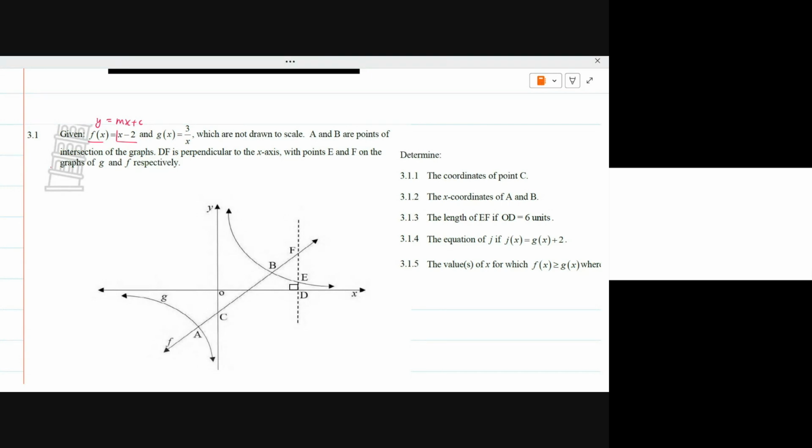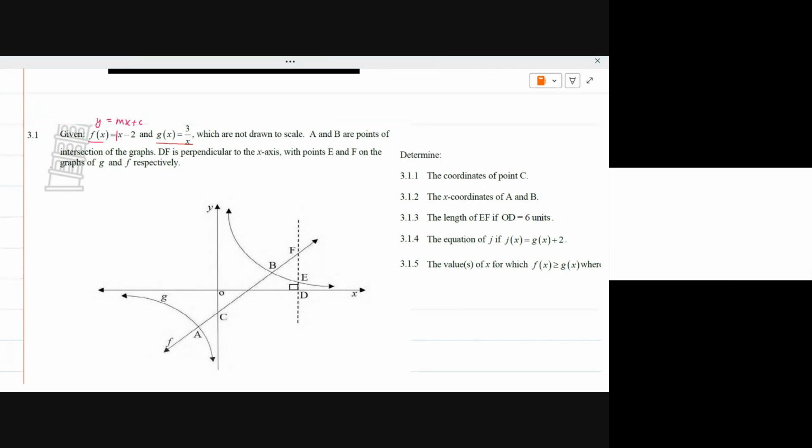Okay, so we know that that is y is equal to mx plus c, and our gradient is 1 because x is on its own, therefore 1x. All right, let's move on to the next one. We see here g of x is equal to 3 over x. What kind of graph are we looking at?